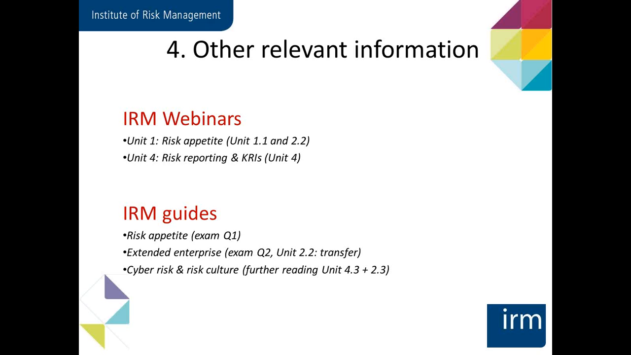So for Unit 1, there's a great free webinar on the IRM website which covers all that you need to know about risk appetite. And in particular, what you need to know is how risk appetite is relevant to risk treatment. And of course, that is a critical aspect because that helps us decide whether or not to treat a risk. So that comes up, risk appetite, in Unit 1.1 and Unit 2.2. 1.1 means the first learning outcome, subsidiary learning outcome for Unit 1.